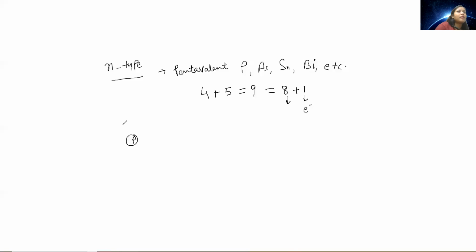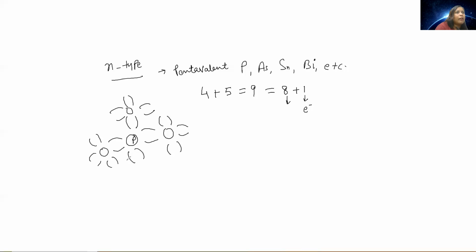When this phosphorus is added in a standard ratio of 10 to the power 8 is to 1, I'm taking one element of phosphorus with 10 to the power 8 atoms of pure semiconductor, and that semiconductor I'm taking here as silicon. So around this phosphorus element I'm taking 4 atoms of silicon, and I'm showing you a covalent bond diagram.